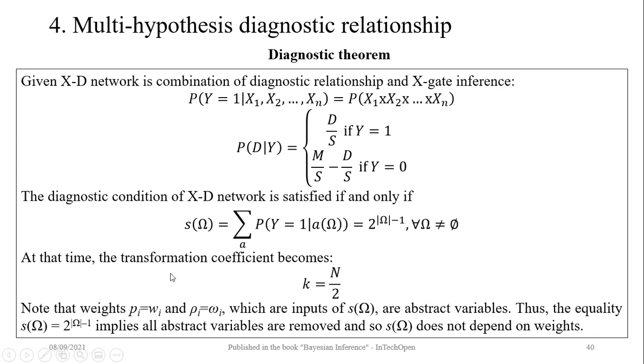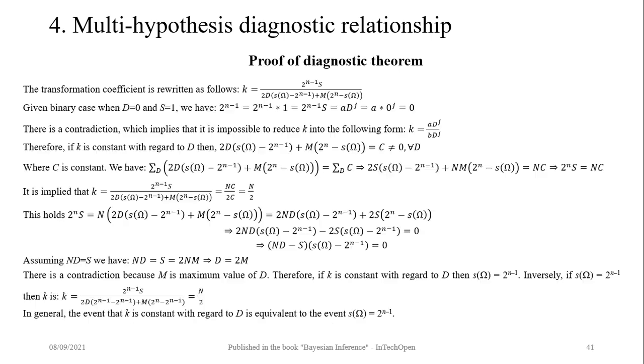At that time, the transformation coefficient becomes K equal to half of n. Note that wi equals Wi and phi equals omega i, with an input of S omega being abstract variables. Thus, the equality S omega equals 2 power cardinality of omega minus 1 implies all abstract variables are removed, and so S omega does not depend on weights. This is the group of the diagnostic theorem.